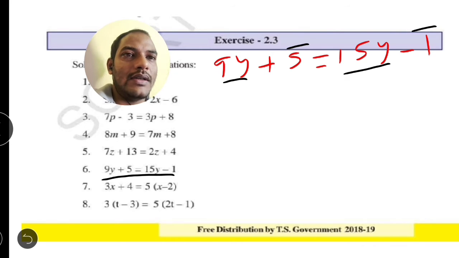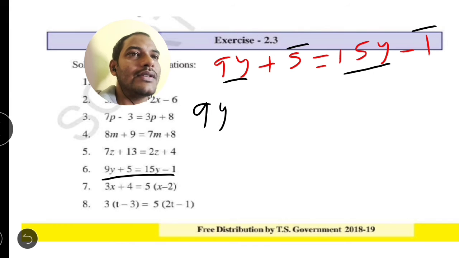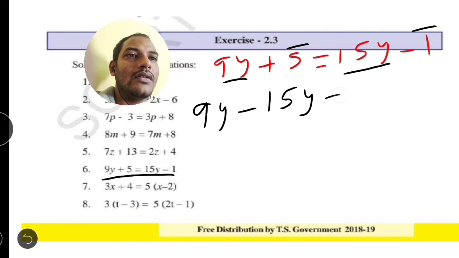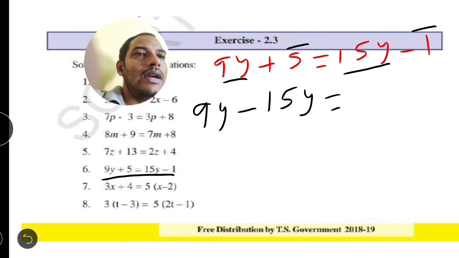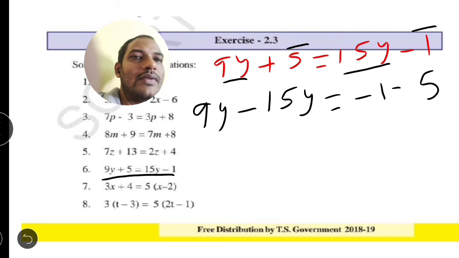So write them on the right side of the equal symbol. So let us write 9y, which is already on the left side, so no need to change. 15y is a positive 15y, so it will become negative 15y. First you have to write the RHS side constant number. The RHS side constant number is minus 1. The LHS side constant number is plus 5, so then it is minus 5.